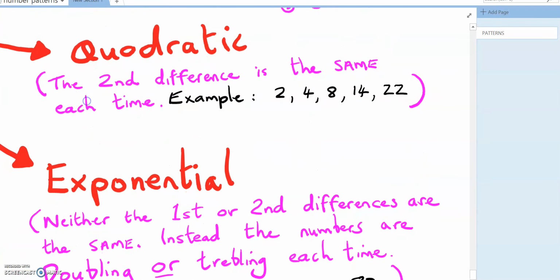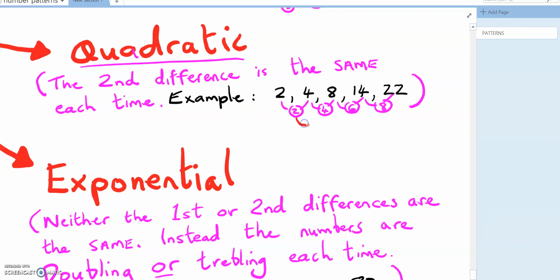Now earlier on in this video we looked at quadratic, okay? Quadratic, that means it's when the second differences are the same each time. So let's get the first difference of this sequence here. 2 to 4 means you went up by 2. 4 to 8 means you went up by 4. 8 to 14 means you went up by 6. And 14 to 22 means you went up by 8. So none of those are the same, so it's not linear.